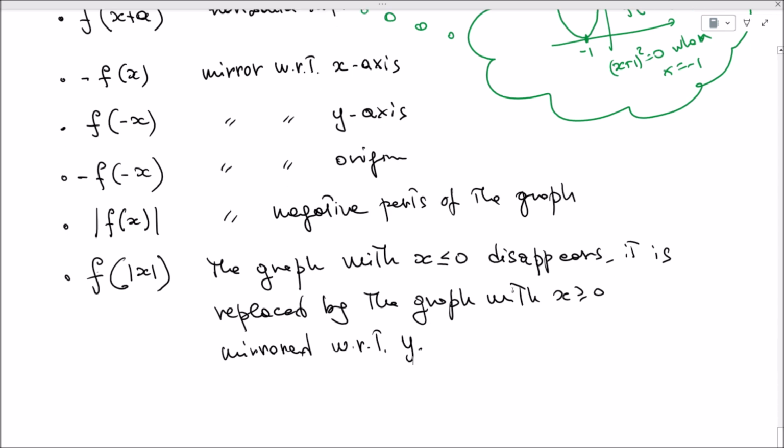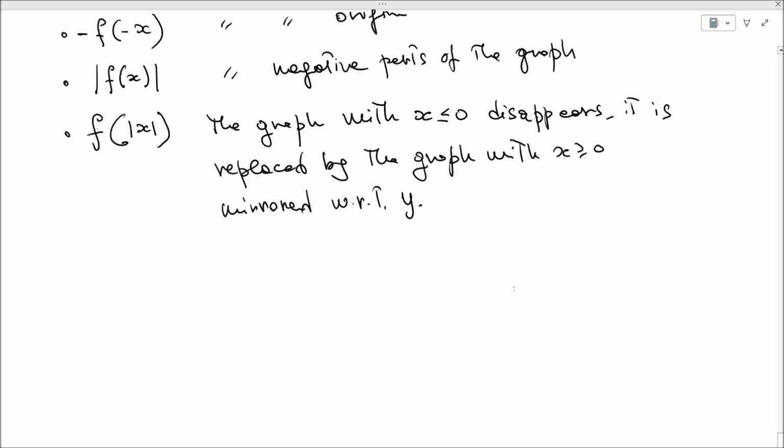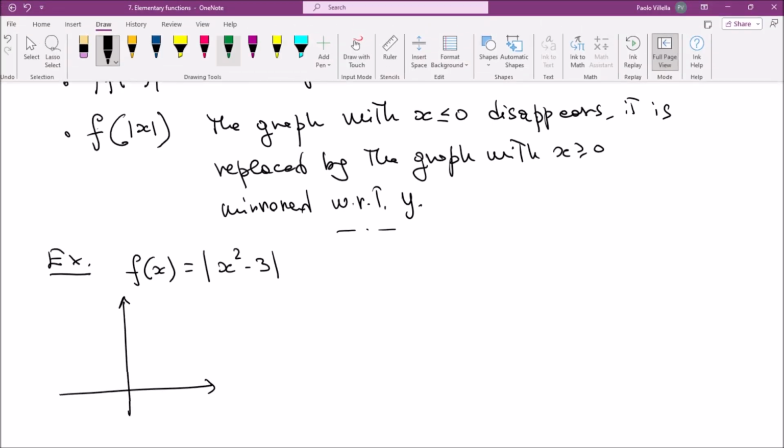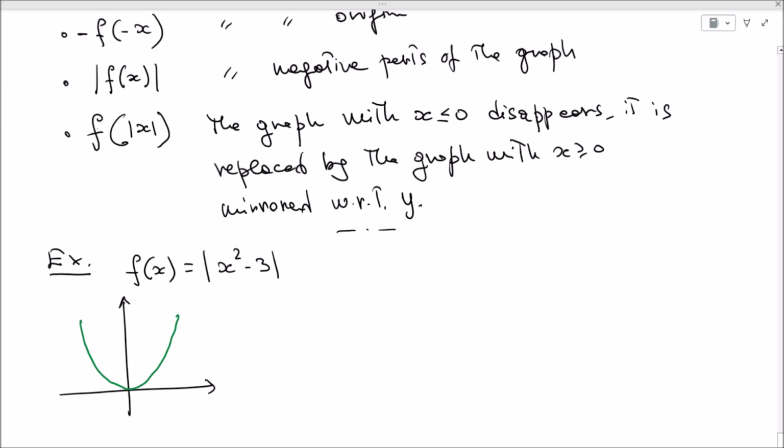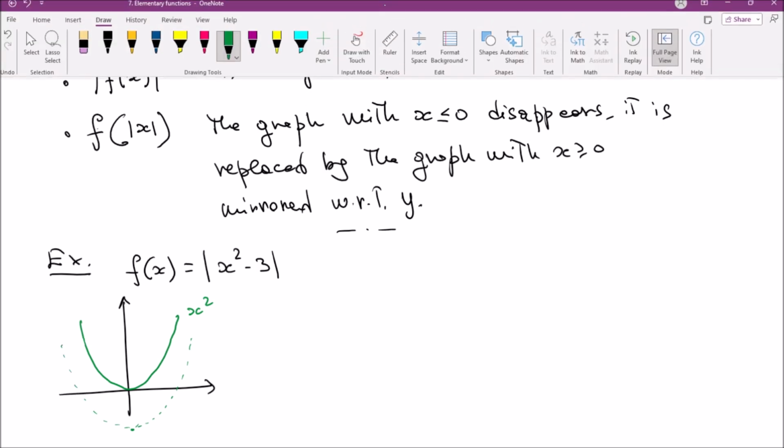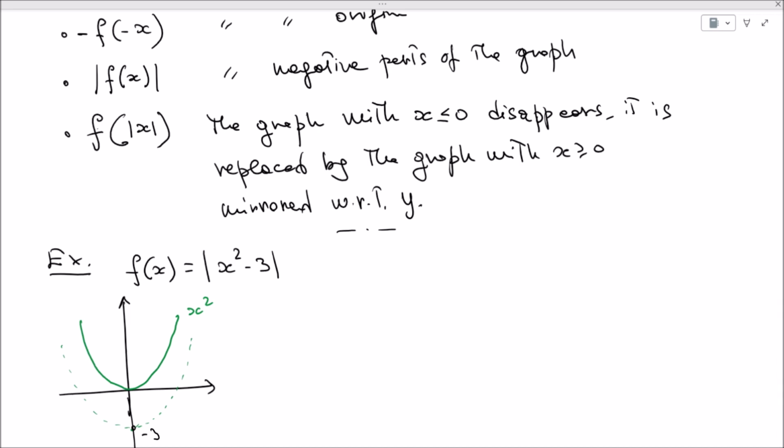Okay, so let's do an example just to make sure that these elementary operations on graphs are clear. Let's consider now the function f of x equal to the absolute value of x to the square minus 3. Okay, so we'll start with the usual function, which is x to the square, right? So this is x to the square. Now we know that the first thing we need to do is basically a vertical shift downward of 3. So we want to move basically in this position, where this is minus 3, right?